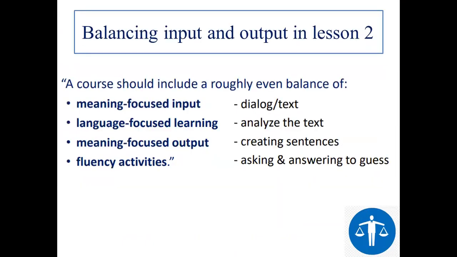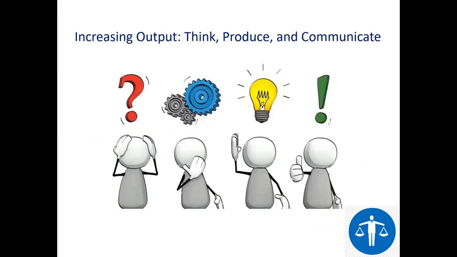Balancing input and output in lesson number 2. A course should include a roughly even balance of meaning-focused input, the dialogue and the text; language-focused learning, analyzing the text; meaning-focused output, creating sentences; and fluency activities, asking and answering to guess. We finish it. Now, increasing output: think, produce, and communicate.